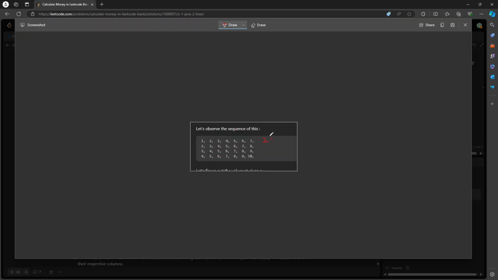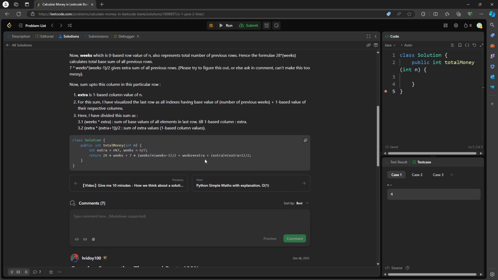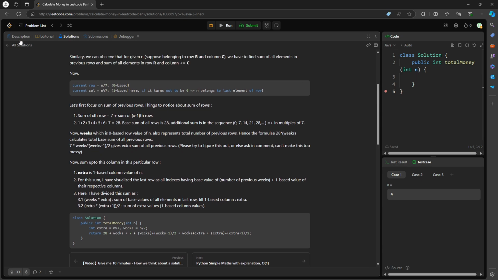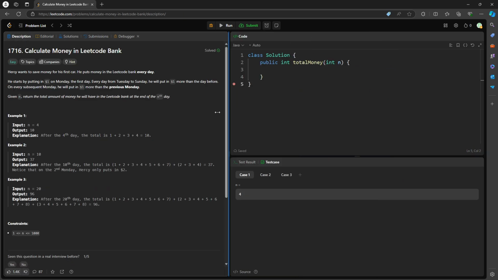So 28 is the base, right? So this is 35, right? And then what's extra? Extra is 7, right? And then keep going. So this is the extra times week, and then extra times extra plus 1 divided by 2. This is the sum of the extra value. So yeah, there is a lot of math behind it. I cannot explain it all in one video.